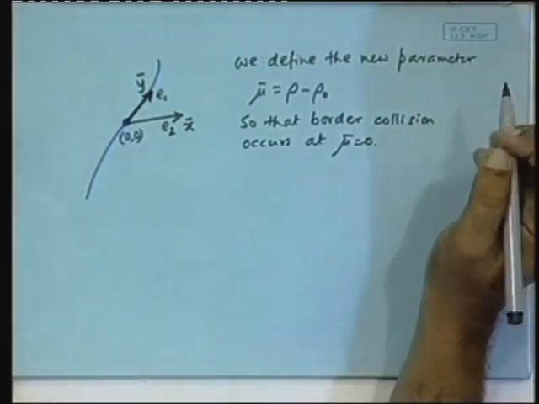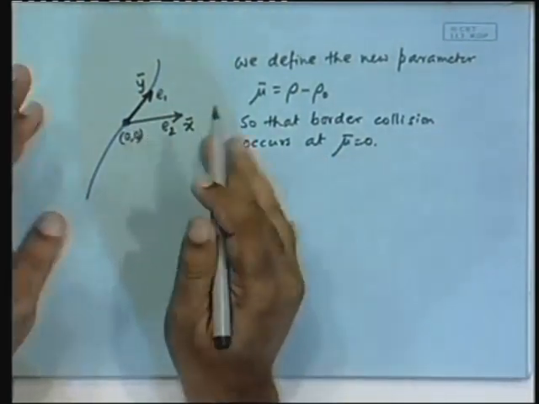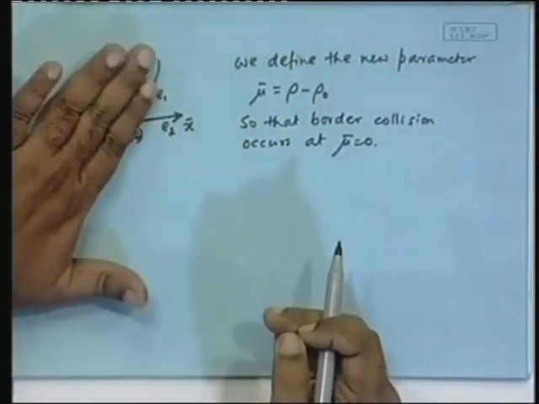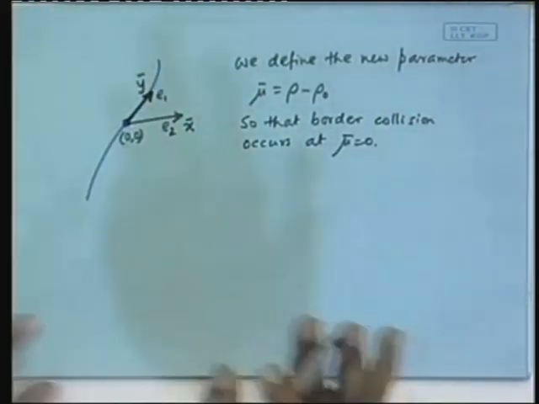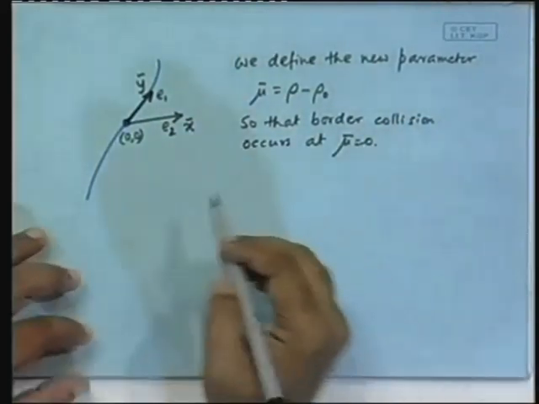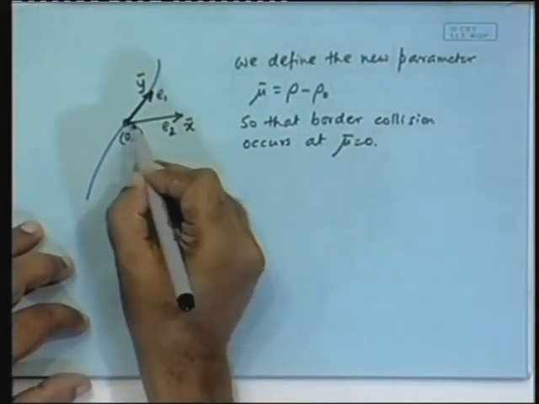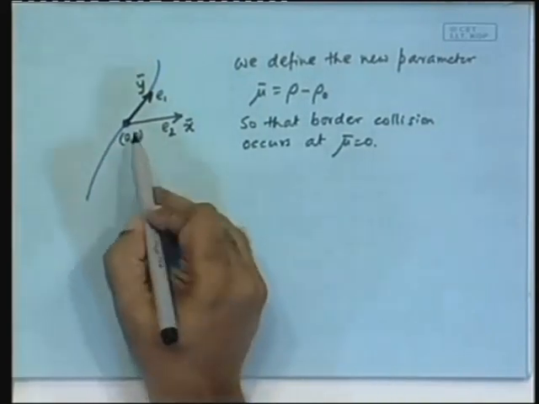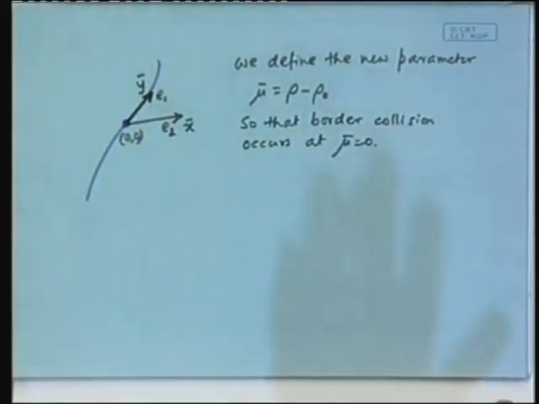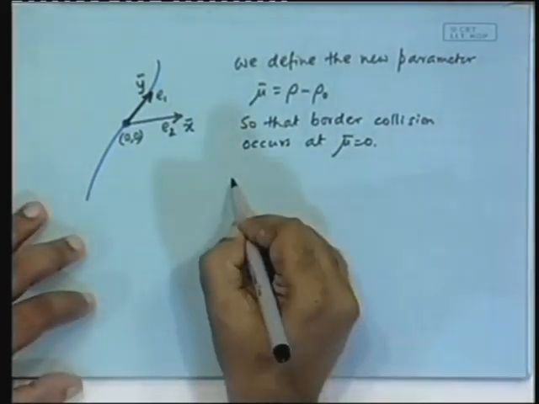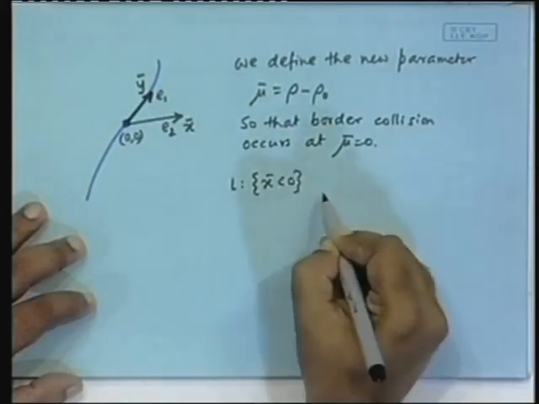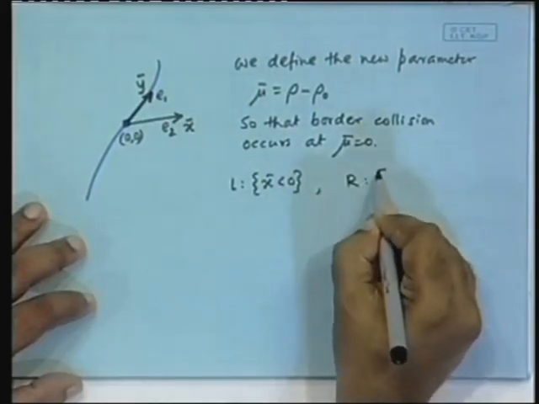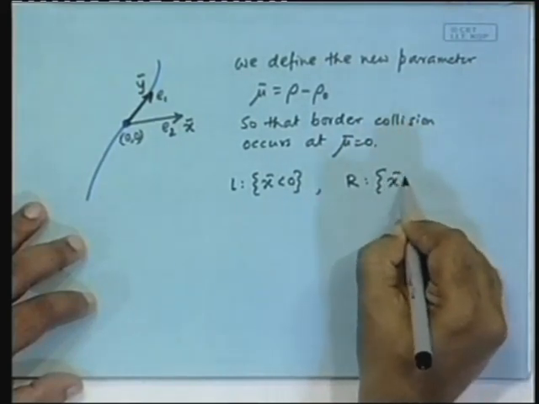Now, what is the state space now? Our state space is now divided into two halves, one half here, another half here, left and right. It is divided into two parts. For x bar less than 0, it is the left half. For x bar greater than 0, it is the right half. We can now define it. Earlier we could not. So, L is x bar less than 0, R is x bar greater than 0.